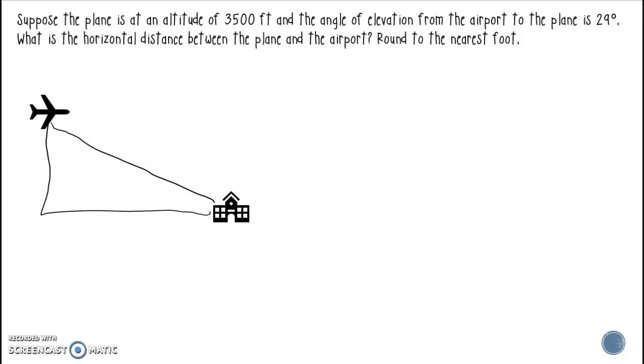So I've got an angle of elevation from the airport to the plane of 29 degrees. So I know the angle of elevation from here to here, looking up, this angle right here would be 29 degrees. I also know that the plane is at an altitude of 3,500 feet. So I know the distance from the ground to the plane is 3,500. I want to find the horizontal distance between the plane and the airport. So I want to find this distance.